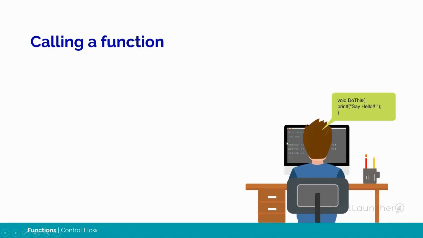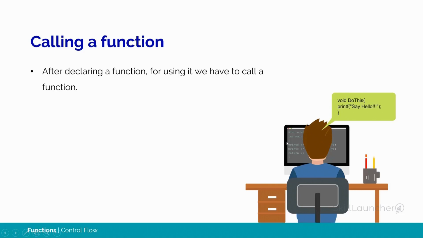Now, how to call a function. While creating a C function, we give a definition of what the function has to do. To use a function, we have to call or invoke that function. When a program calls a function, program control is transferred to the called function.